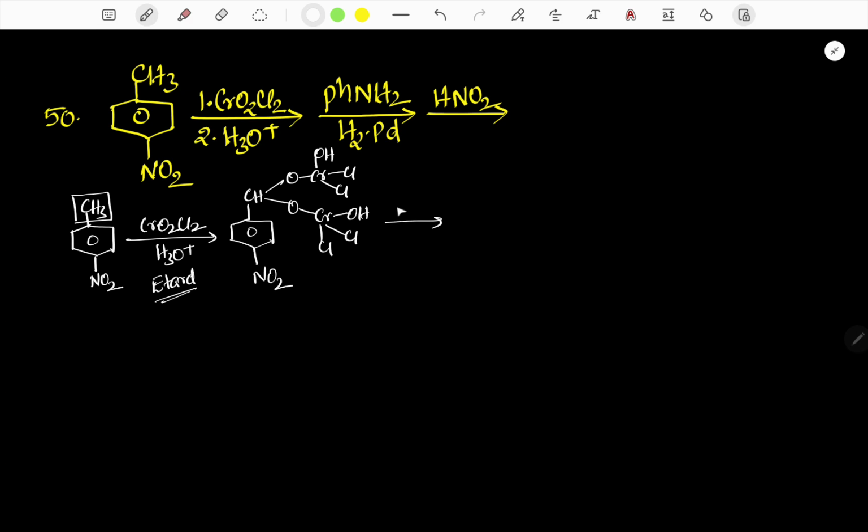Now this chromium complex undergoes hydrolysis because we are using H3O plus.